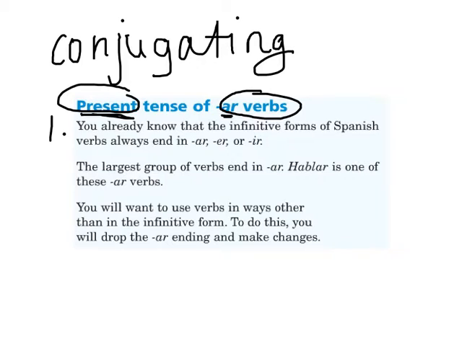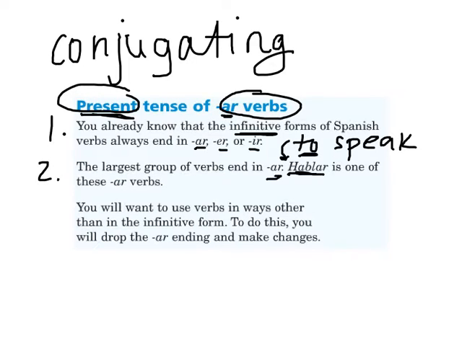So, point 1. You already know that the infinitive forms of Spanish verbs always end in AR, ER, or IR. Now remember, in English, the infinitive would be like to speak. In Spanish, that would be hablar, just like down here. Okay, it ends in the AR, IR, ER. And for us, that's like when we have the to. Okay, point 2. The largest group of verbs will end in AR. So that's what we're going to start with. Okay, hablar is one of these AR verbs.